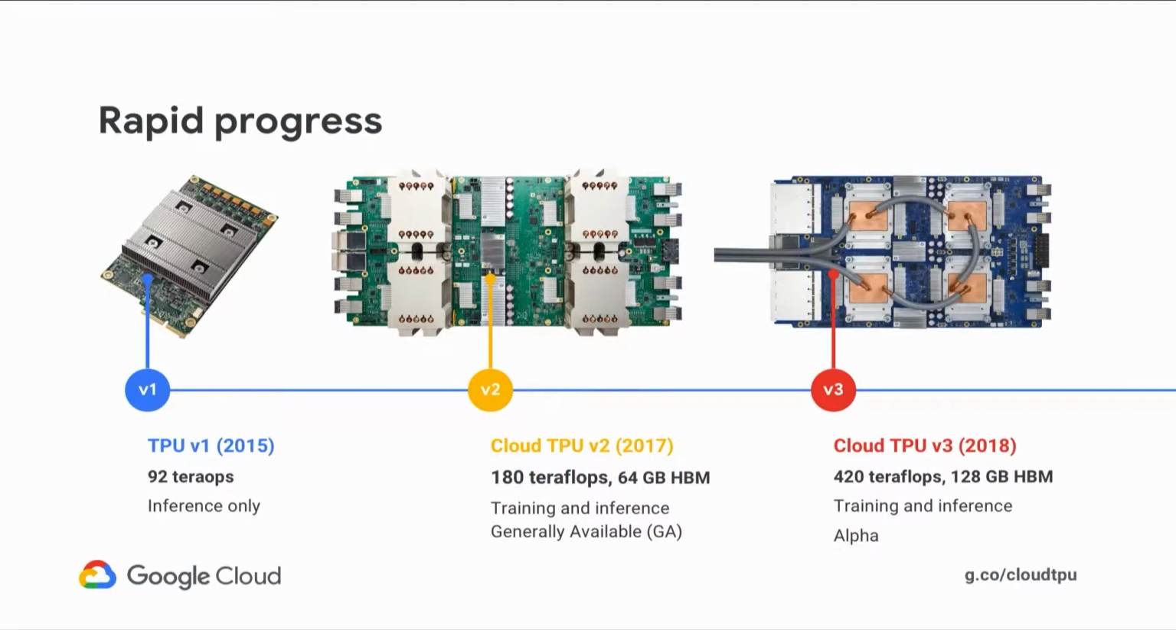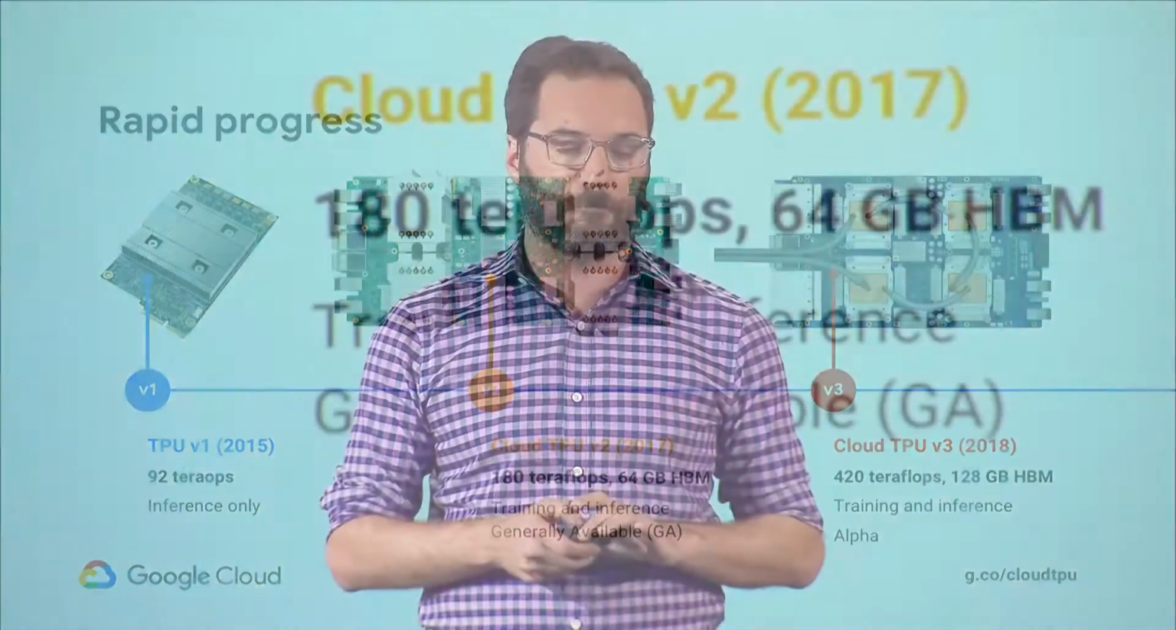The TPUs have made extremely fast progress. TPU v1.0 came out in 2015, 92 teraflops, only inference at the time. V2 came out in 2017, 180 teraflops. And V3 we were proud to announce at Google Cloud Next just a few months ago, 420 teraflops and doubling the amount of RAM, allowing customers to run even larger models than before.